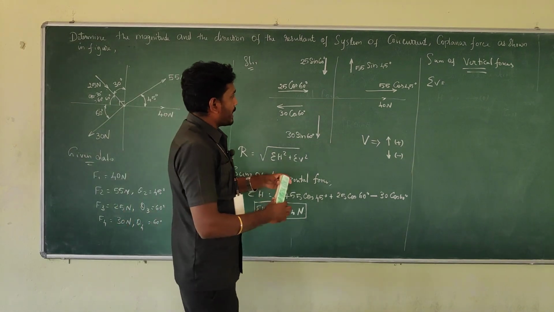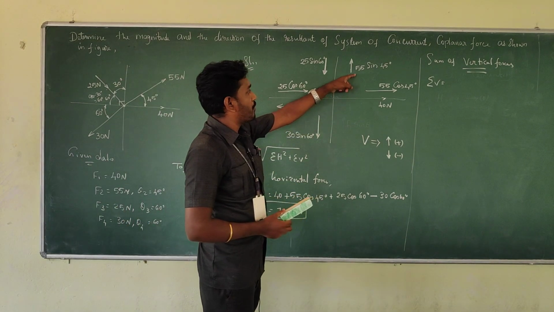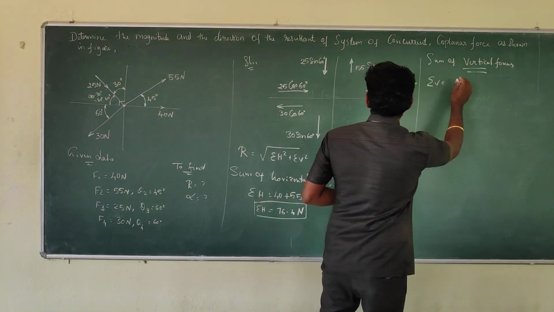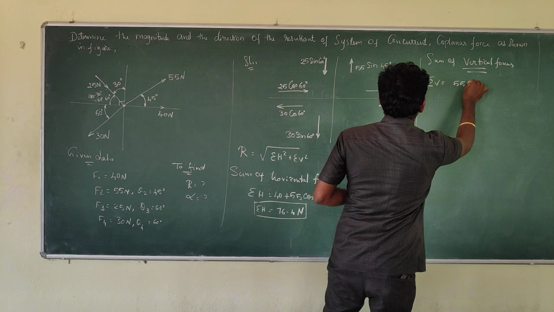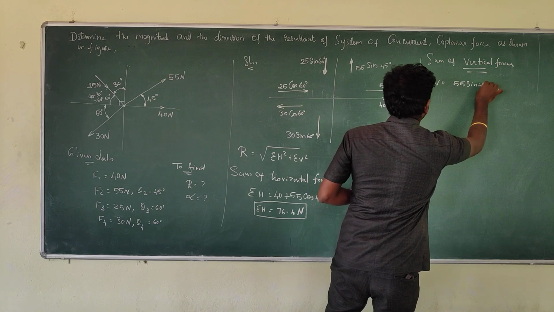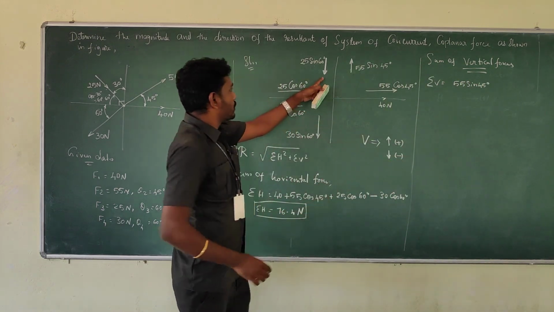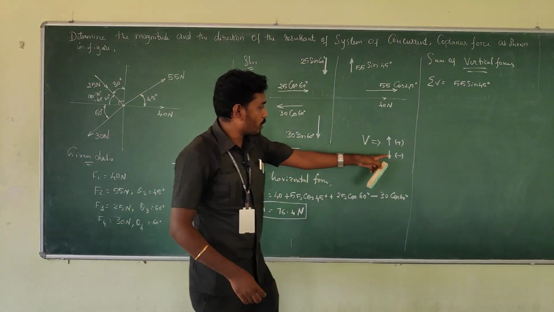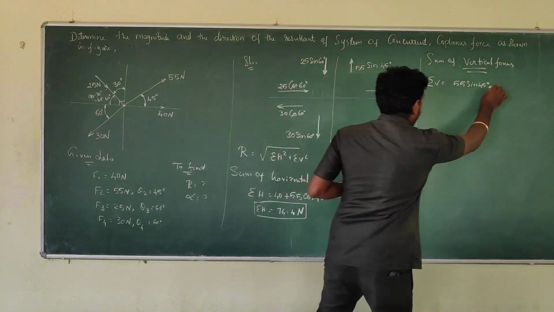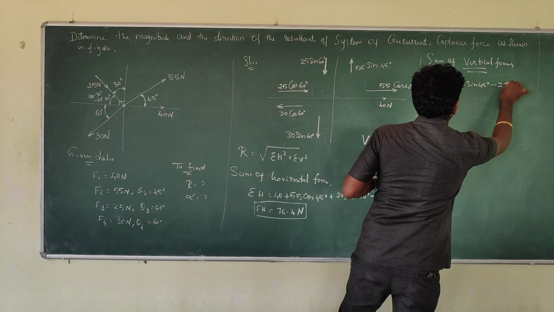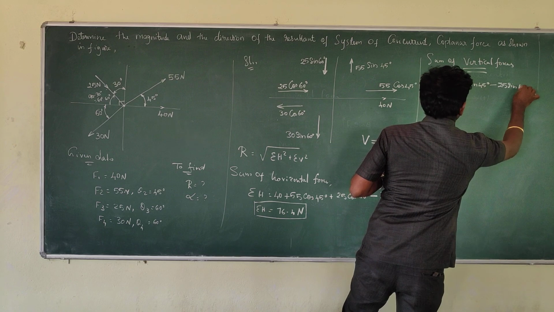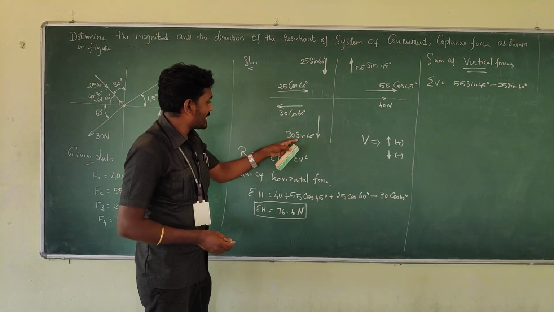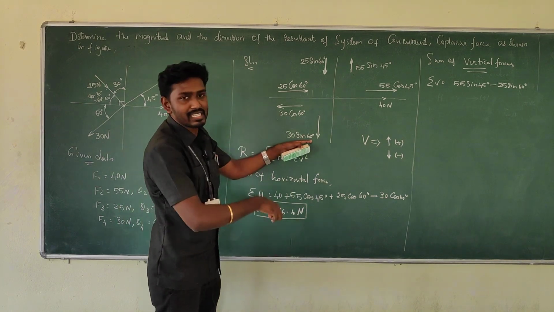Okay. So here in the system, we have 55 sine 45 degree, which is directed upward, so it's a positive sign. So 55 sine 45 degree, and here comes 25 sine 60 degree, which is directed downwards in the sense minus sign. So put minus and write 25 sine 60 degree. And what about this force? This force is 30 sine 60 degree, which is directed downwards.